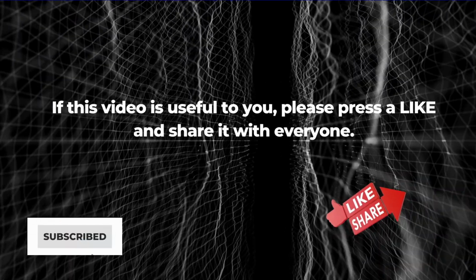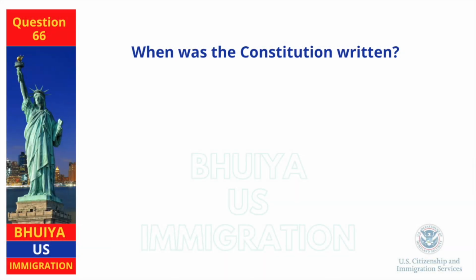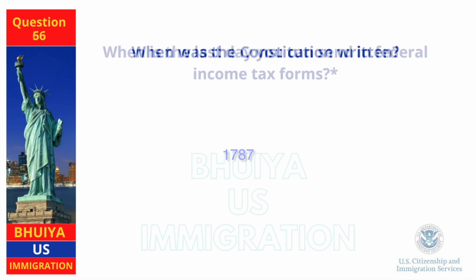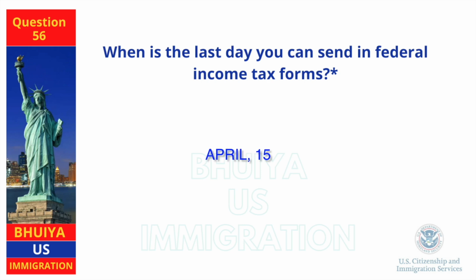Let's get started. When was the Constitution written? 1787. When is the last day you can send in federal income tax forms? April 15.